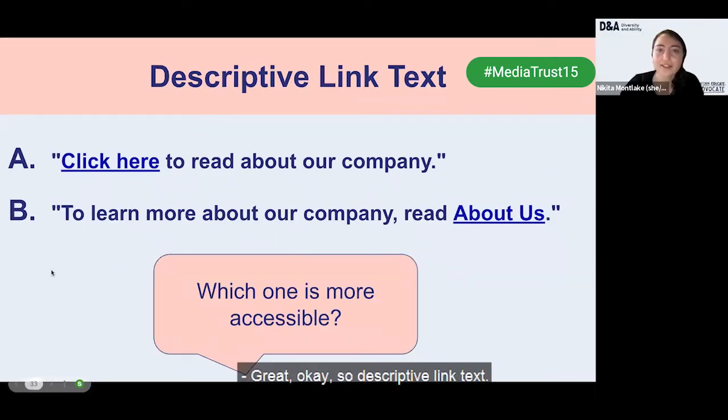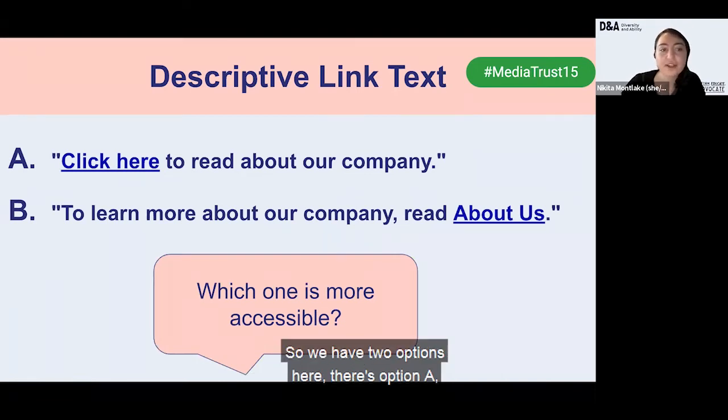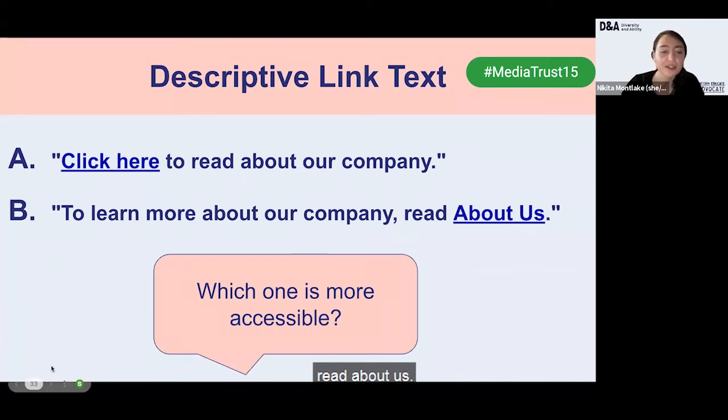Great. Okay, so descriptive link text. So we have two options here. There's option A, which reads, click here to read about our company, or option B, which means to learn more about our company, read about us. So out of those two options, which one do you feel is more accessible? So A is click here, or B is about us.